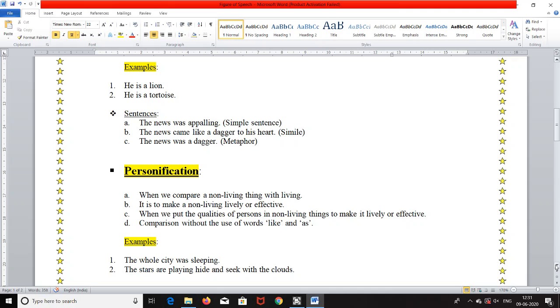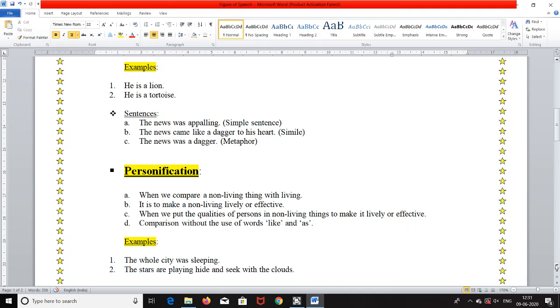Another thing is personification, another figure of speech. So personification is when we compare a non-living thing with a living thing so as to make the non-living lively or effective. Or when we put the qualities of persons in non-living things to make it lively or effective. However, in personification, comparisons are made without making use of the words like and as. Let's check examples. The first one is the whole city was sleeping. The city cannot sleep, but we are personifying the city as a human being and making it sleep.